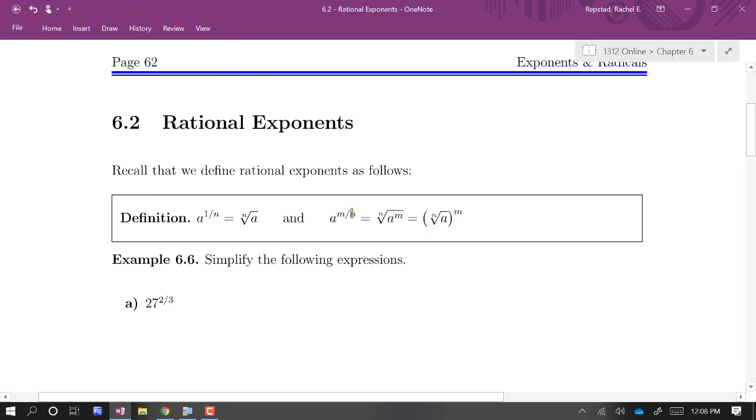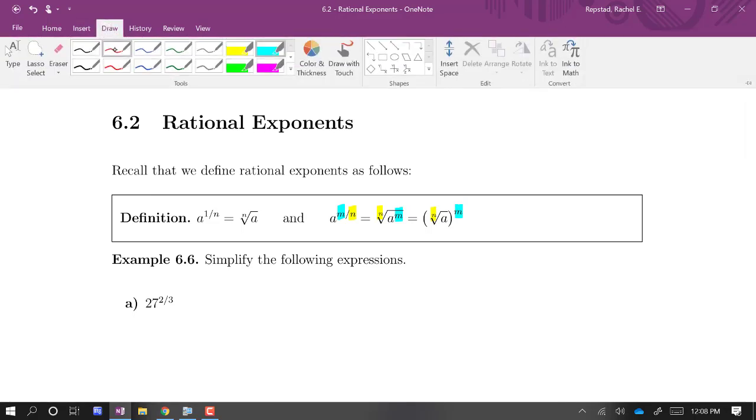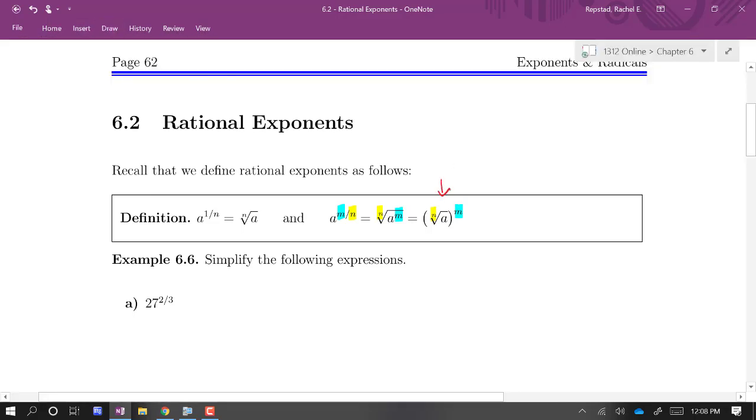The denominator of the exponent tells you what root you're taking, and the numerator of the exponent tells you then what power you're raising that to. And it doesn't matter if you take the root first and then raise it to that mth power, as we're doing here on the right, or if you raise a to the m power first and then take the nth root. One of those could end up being easier to compute if you're working with numerical expressions.